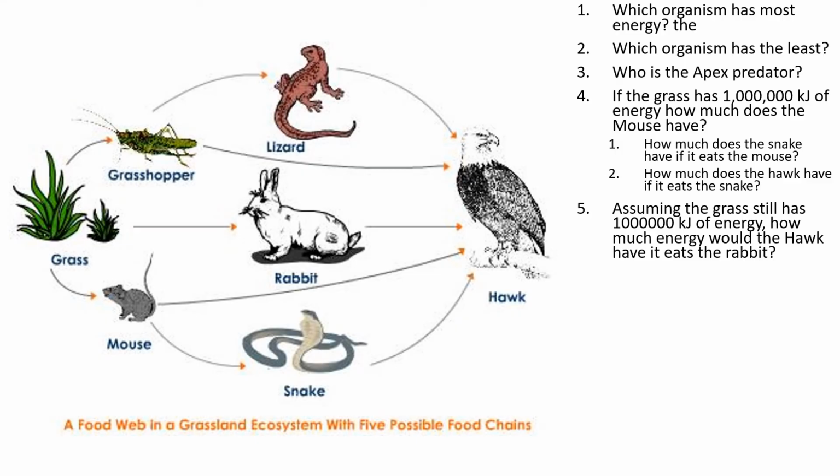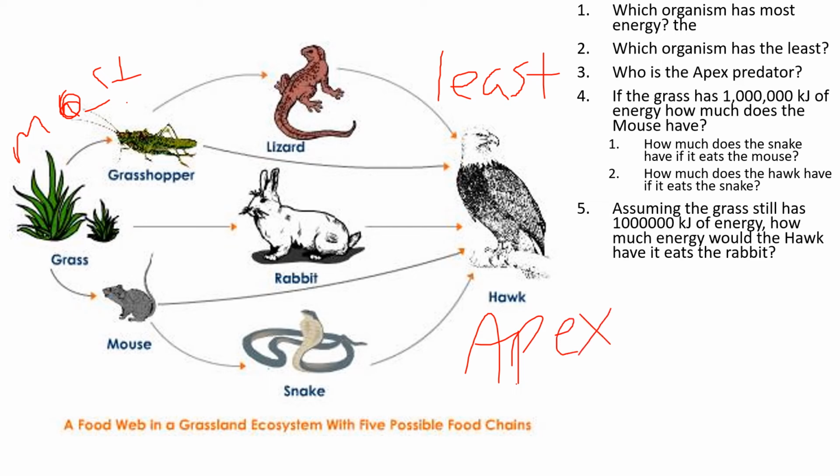All right, so number 1, which organism has the most energy? That would be your grass, because your grass is a producer. Again, I want to put mass, but they have the most. Which organism has the least? This will be the hawk, because it is at the top of the trophic level in all of these food chains. Who is the apex predator? The hawk is also the apex predator.